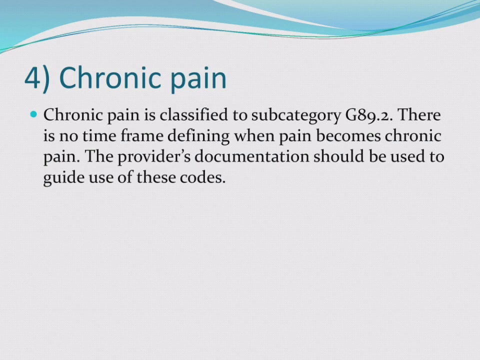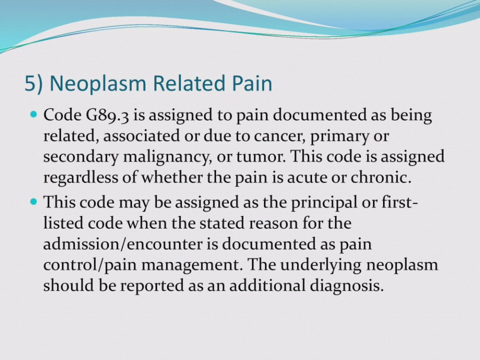4. Chronic pain. Chronic pain is classified to subcategory G89.2. There is no time frame defining when pain becomes chronic pain. The provider's documentation should be used to guide use of these codes. 5. Neoplasm-related pain. Code G89.3 is assigned to pain documented as being related, associated or due to cancer, primary or secondary malignancy, or tumor. This code is assigned regardless of whether the pain is acute or chronic.